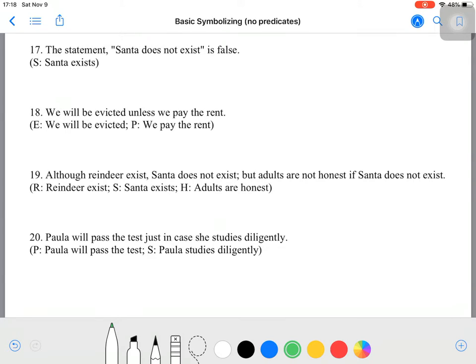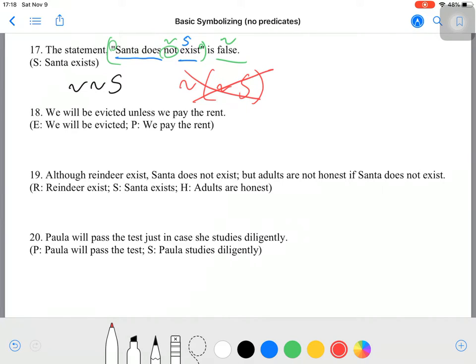So here we have the statement, "Santa does not exist" is false. So since we have quotations here, let's put it all in parentheses. We have false, and then Santa does not exist, that's a negation. Santa does exist is S. So let's do this inside the parentheses first. Santa does not exist. That's a not S. And then that statement, not S, is false. So we add one more negation. Remember, we can't write this. That parentheses right there does not belong. Just a note.